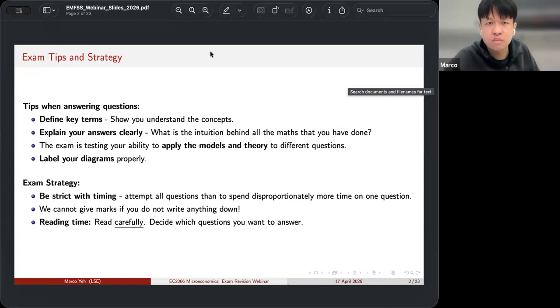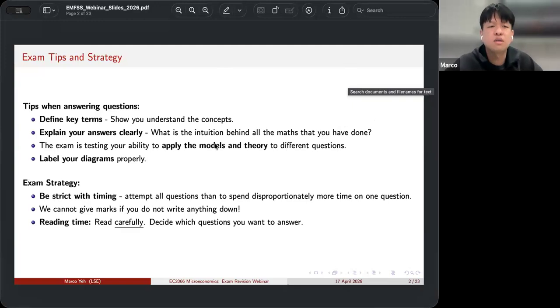Okay, anyway. So the first part is about the tips when answering questions. For LSE exams, especially for exams at the Department of Economics, you want to define some key terms. You want to show that you understand some economic concepts, economic topics before you approach the real answer. What do we mean by that? Later, we'll see one question about game theory, and you're asked about the Nash equilibrium.